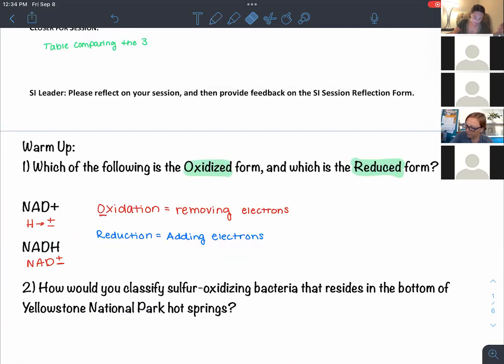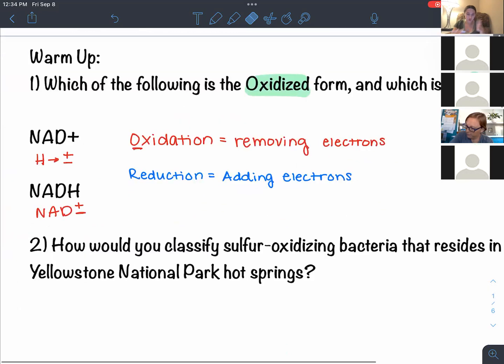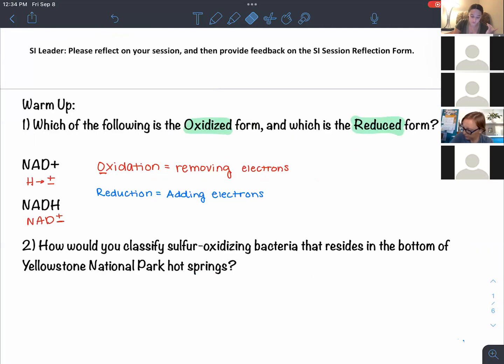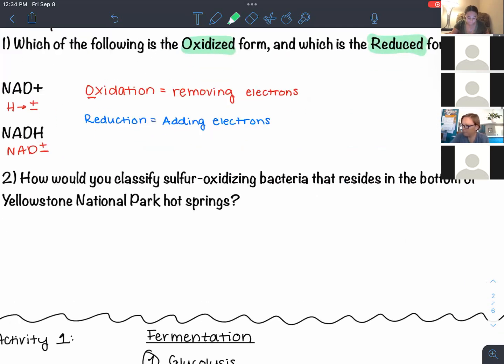Okay. And so all I wrote here is oxidation is removing electrons. So that's going to be my NAD plus, right? Because it's missing an electron. So an electron has been removed from it. And then reduction is adding electrons, which would be my NADH because it has that electron there. So does everyone feel okay with oxidation versus reduction? Yes. Okay, great. All right, so now let's move on to the next question.